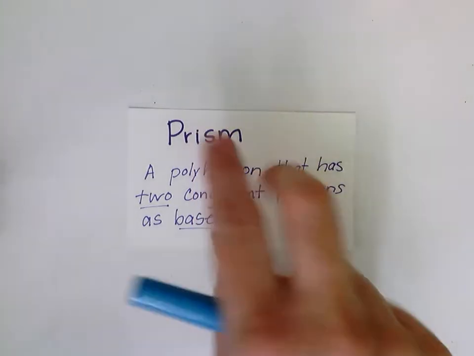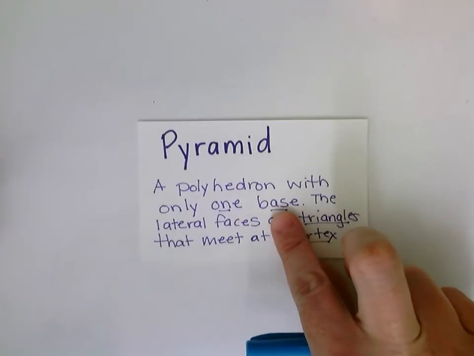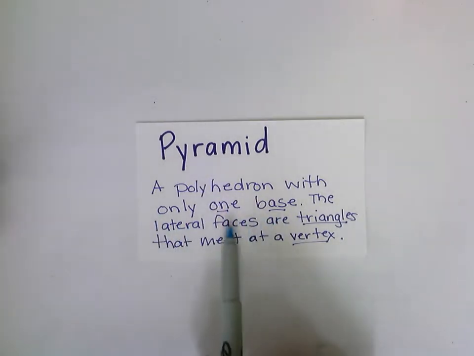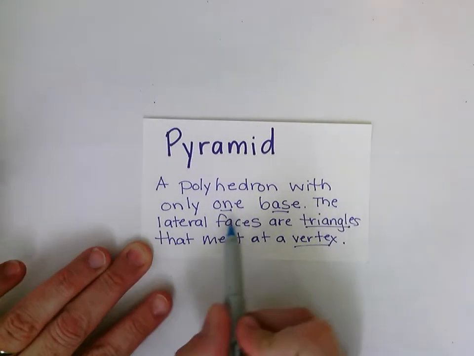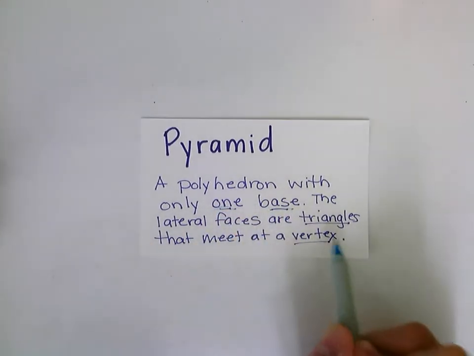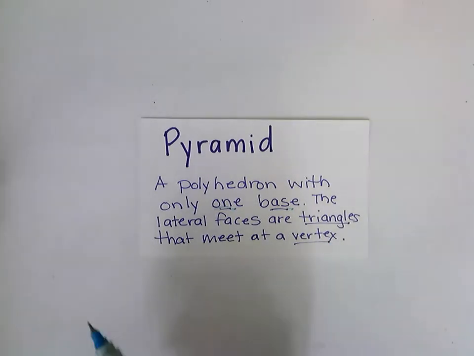So today we're going to learn about a pyramid. You probably heard about pyramids before, thinking about those giant pyramids in Egypt that are the tombs of the pharaohs. A pyramid is a type of polyhedron with one base. It only has one base, and all the faces on a pyramid are triangles. And the triangles come to meet each other at a vertex.